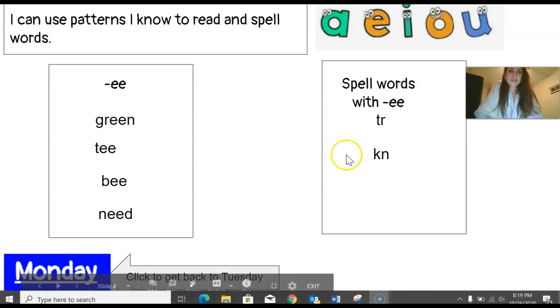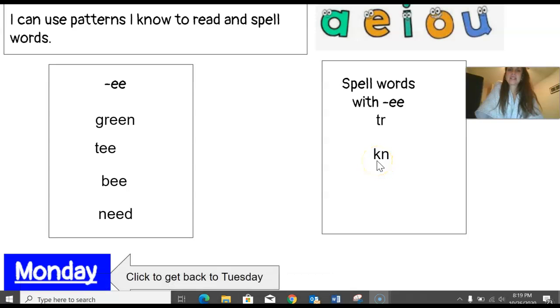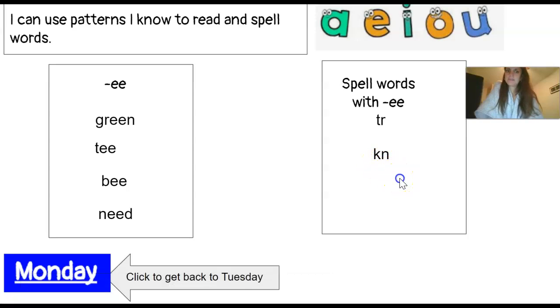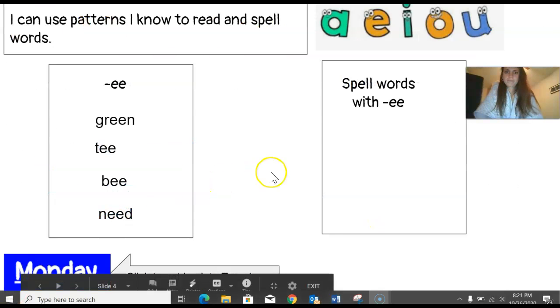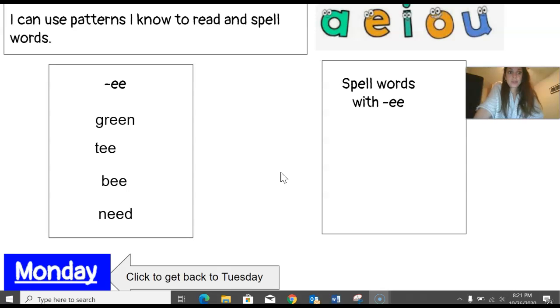Here is another consonant cluster, and usually when the K is in front of the N at the beginning of the word, it's silent. N. And here is another consonant cluster, FR, fur. Here is our last consonant cluster, FL, fool. I'm now going to add the pattern EE to each consonant cluster to spell new words.